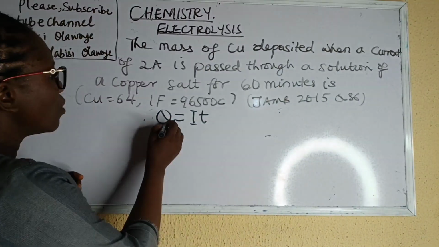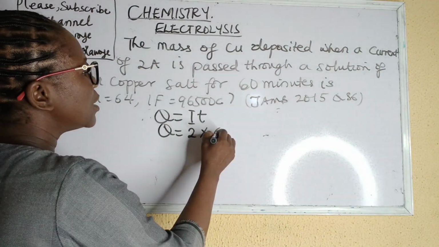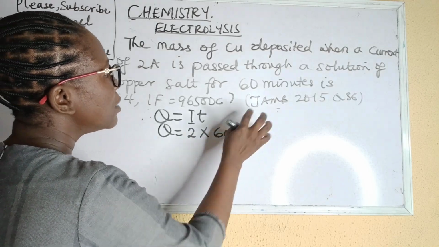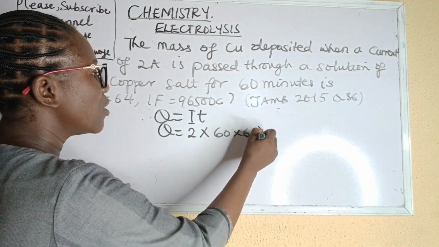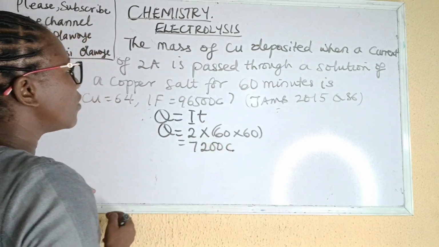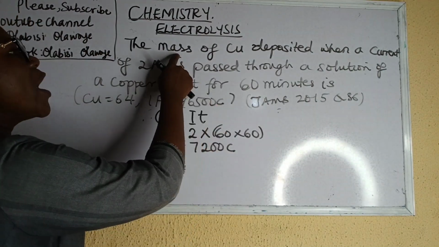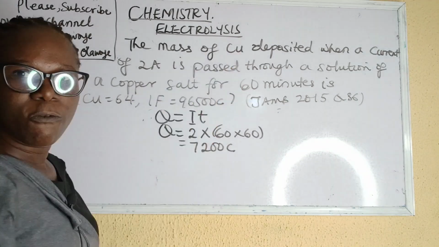So to calculate the quantity of electricity here, we have 2 multiplied by T, which is 60 multiplied by another 60. This is 60 minutes. It should be converted to seconds, and that should give us 7,200 coulombs of electricity. So it means that 7,200 coulombs of electricity will deposit what mass of copper?